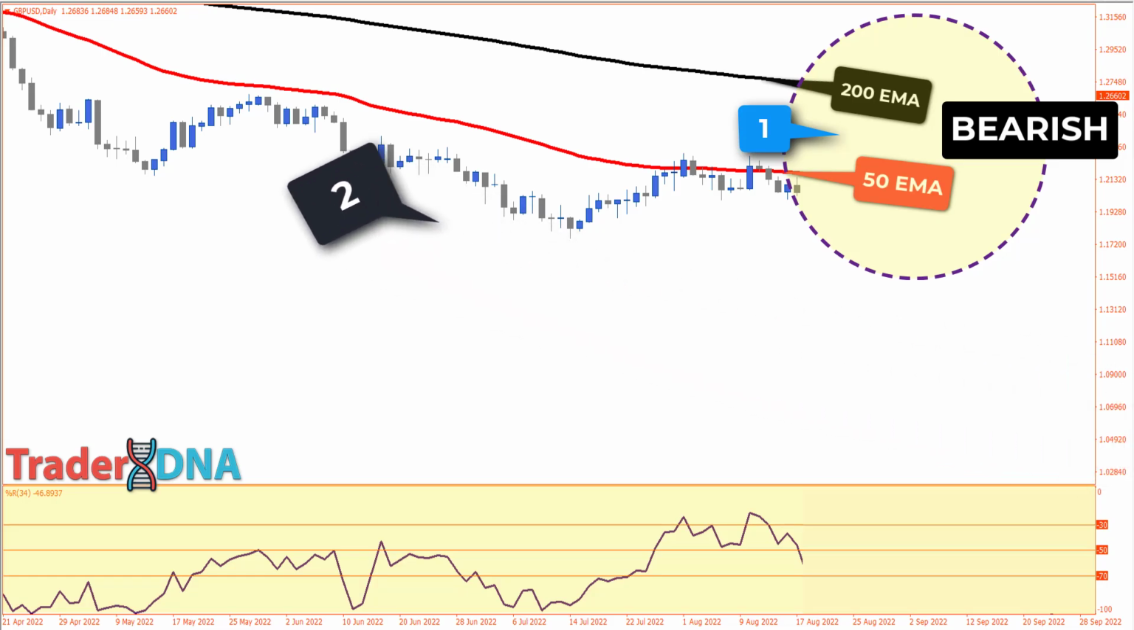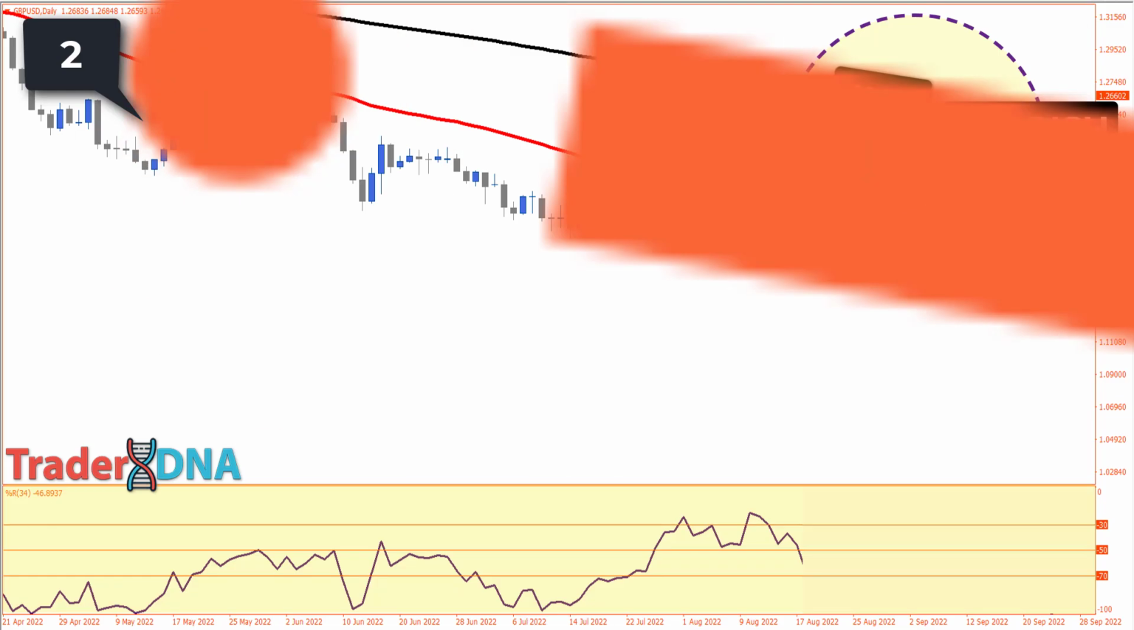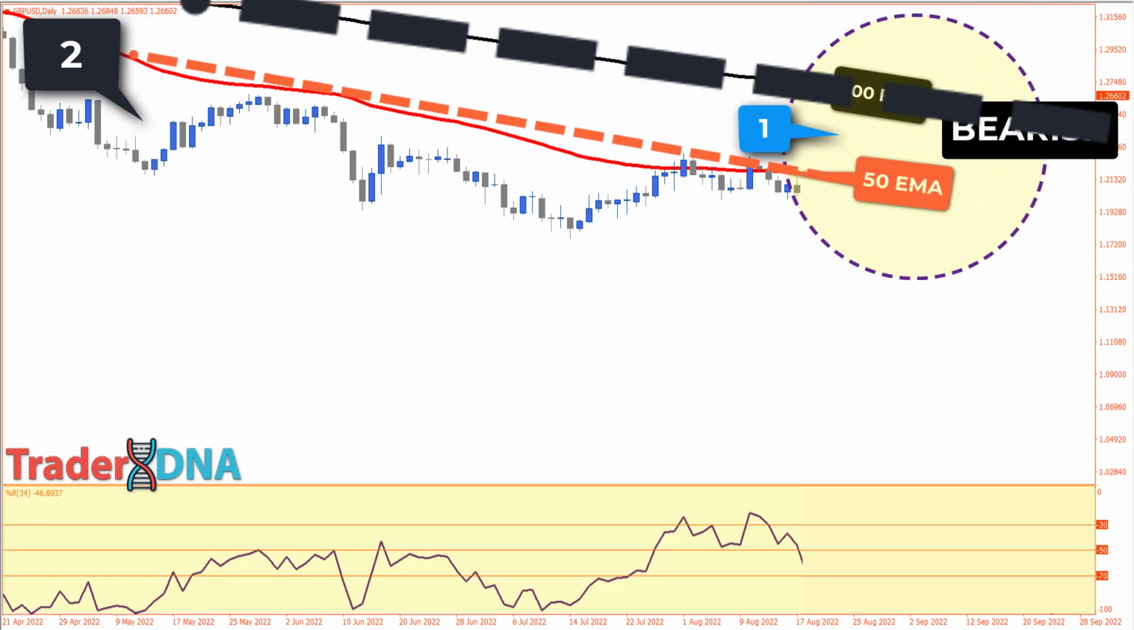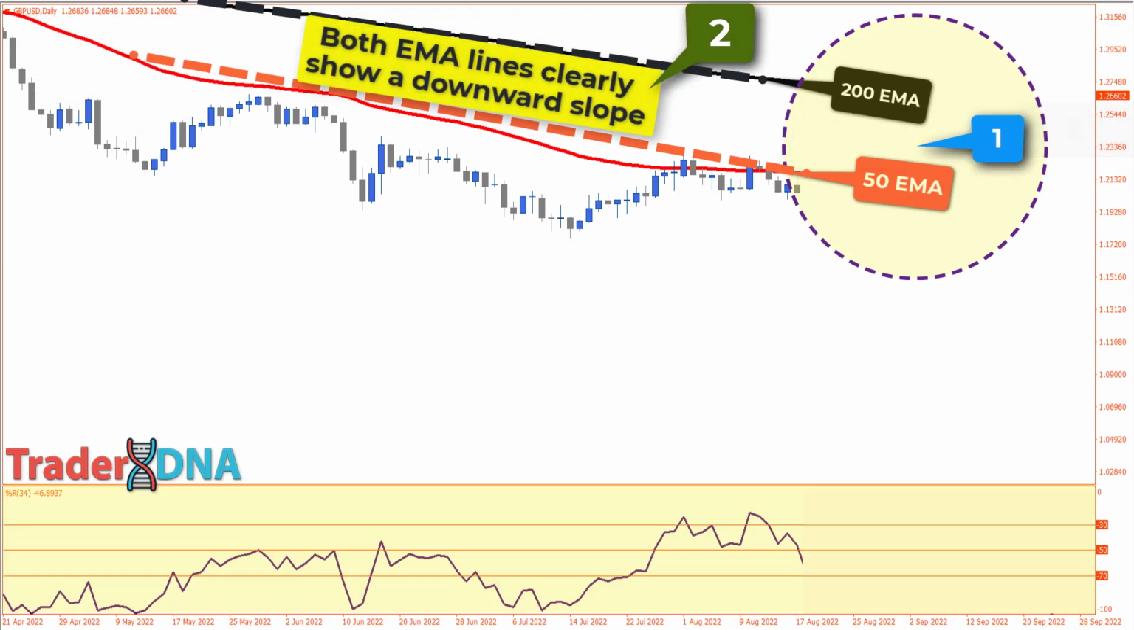Step number 2. In a downtrend, look for markets with strong bearish trend conditions. If the 50-period EMA is below the 200-period EMA, and both EMA lines clearly show a downward slope, then the market is currently in a bearish condition with strong momentum. Now, it's time to shift our focus to the Williams %R indicator, which serves as the primary momentum indicator. This brings us to the next step in our momentum indicator strategy.